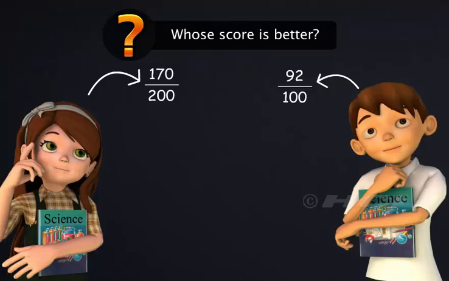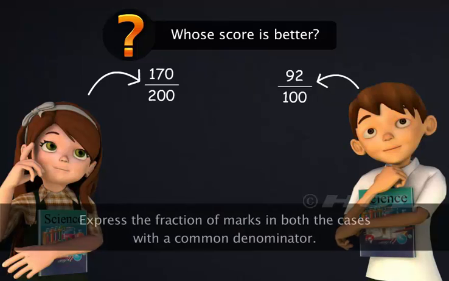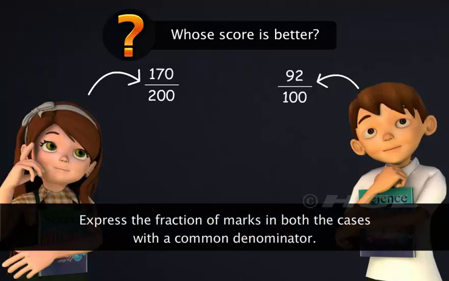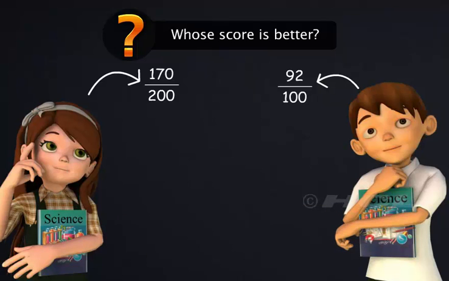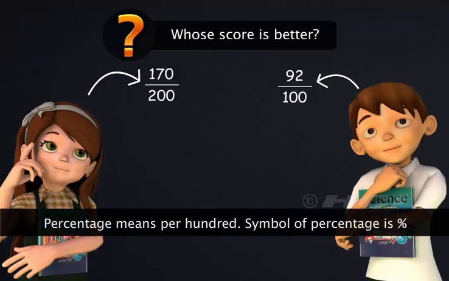To find out who has scored better, we must first express these fractions with a common denominator. Let's first convert the denominator of both the fractions to, say, 100. A fraction with denominator 100 is called percent. Percent is a Latin word which means per hundred. It is denoted by the symbol shown here.